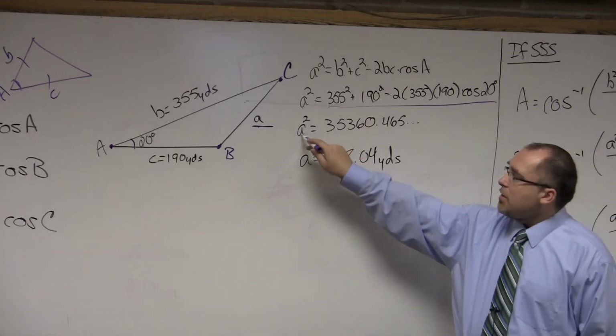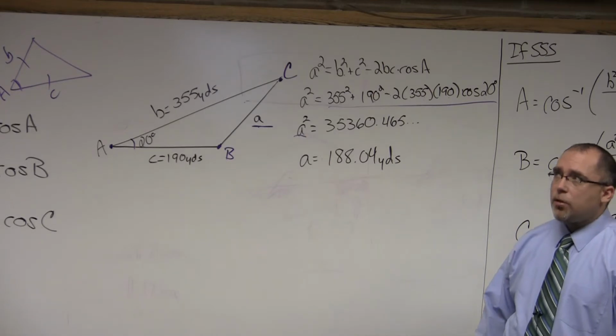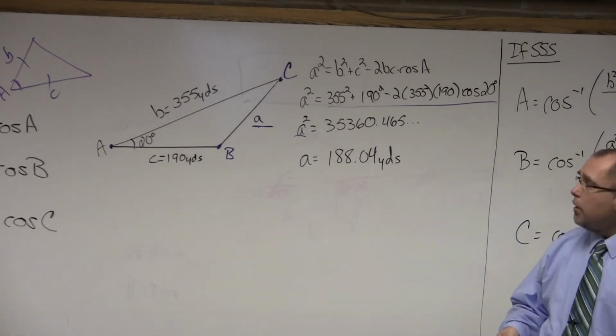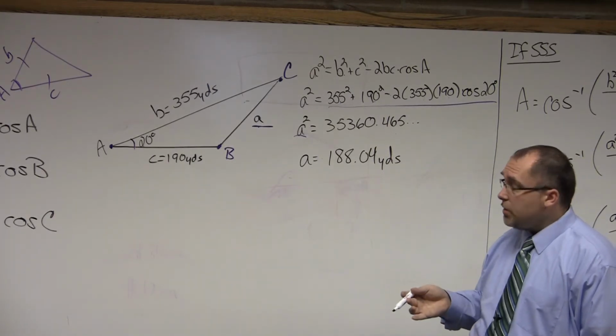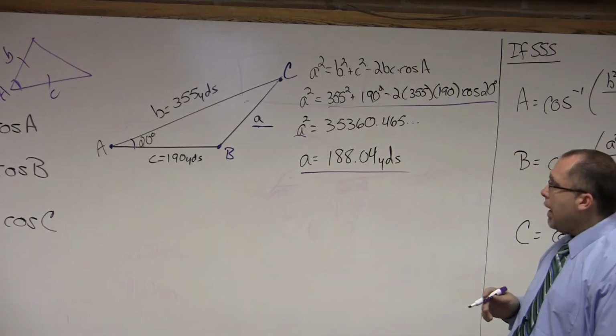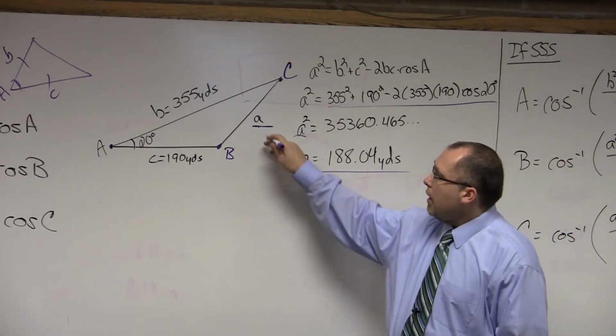Keep in mind, that is A squared. That's not A. So to get A, naturally the opposite of squaring something is to square root it. What you do to one side, you have to do to the other. So if you square root that 35,360 and change, you should end up with 188.04 yards. And that is side A.